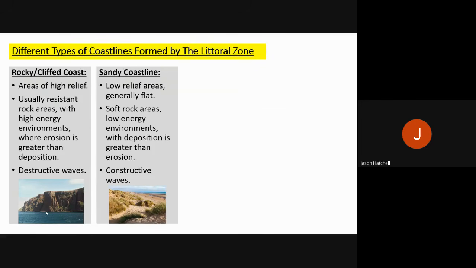Then we have sandy coastlines. Now these are generally at low relief areas. They're gently sloping. There's soft rock here. Deposition is greater here than erosion. So there's lots of deposition taking place by the coastline, by the sea, because of constructive waves. So they have a strong swash and a weak backwash.